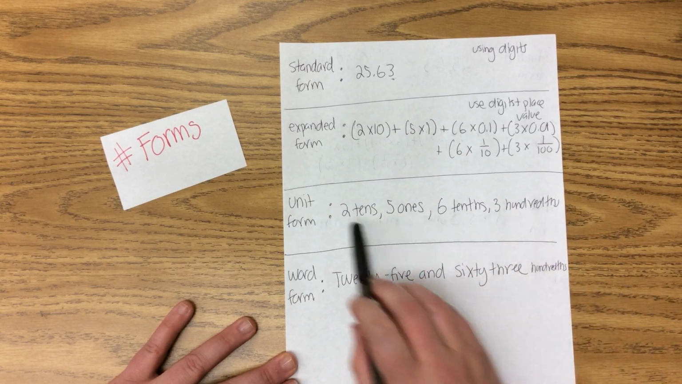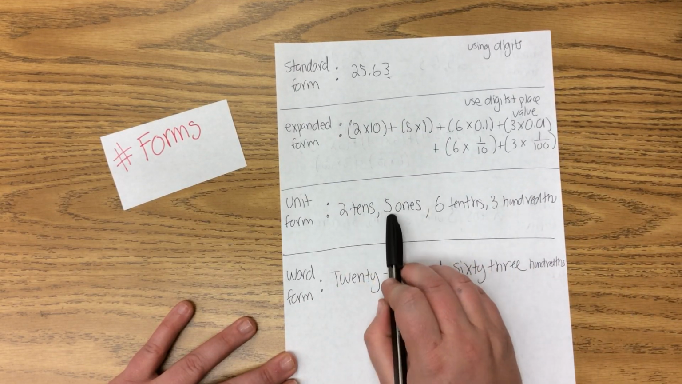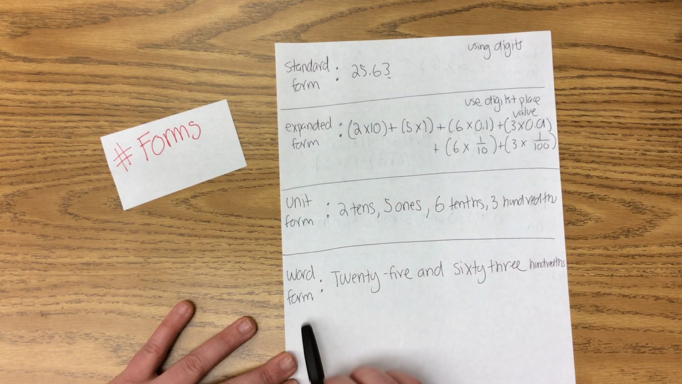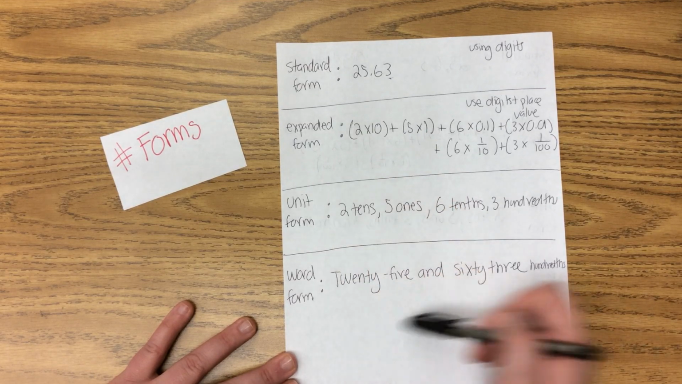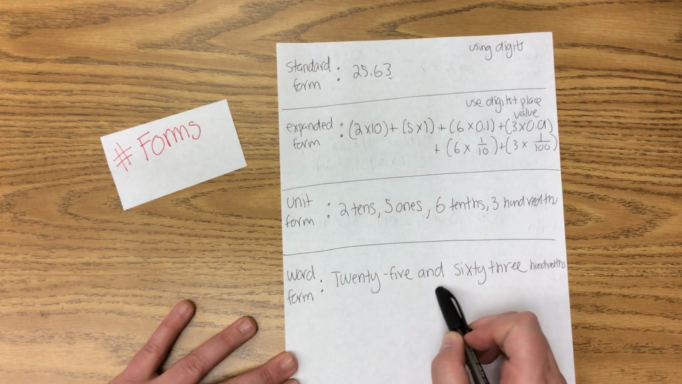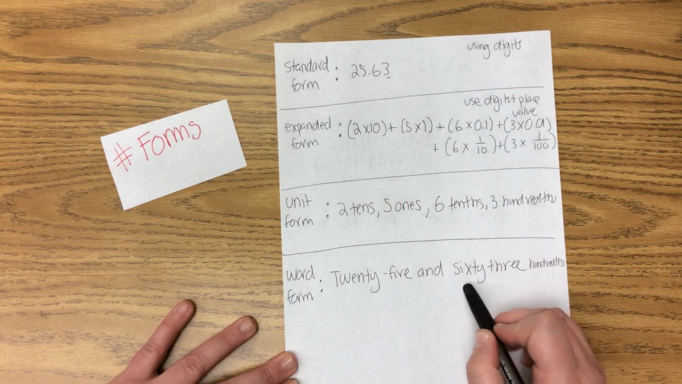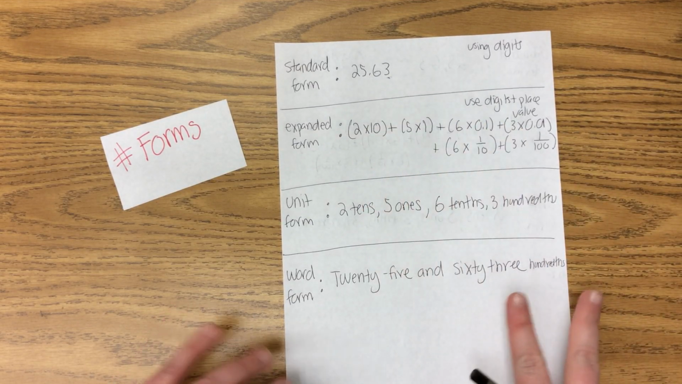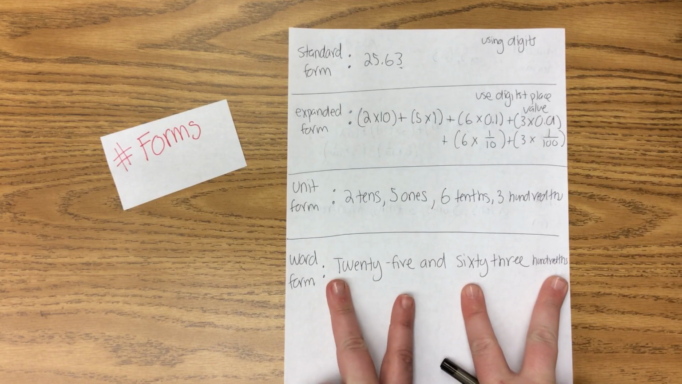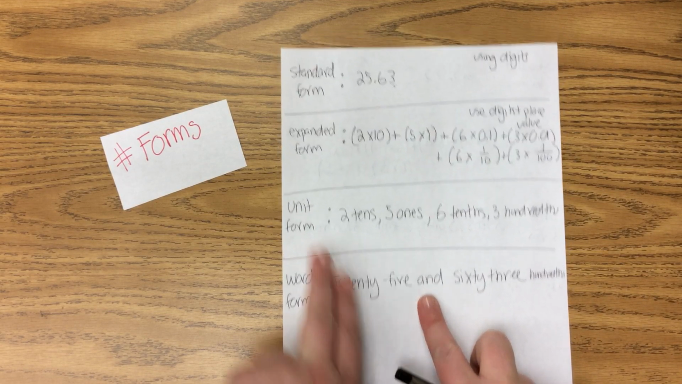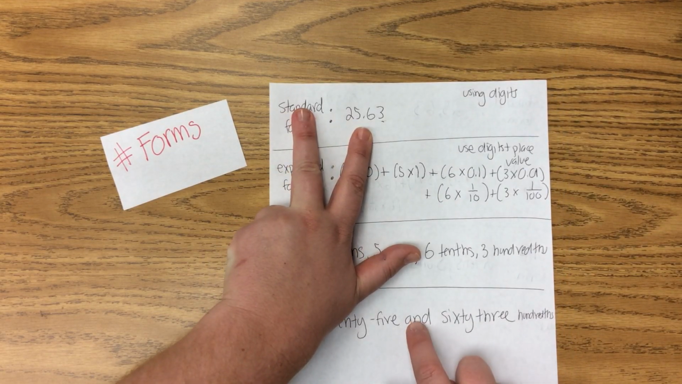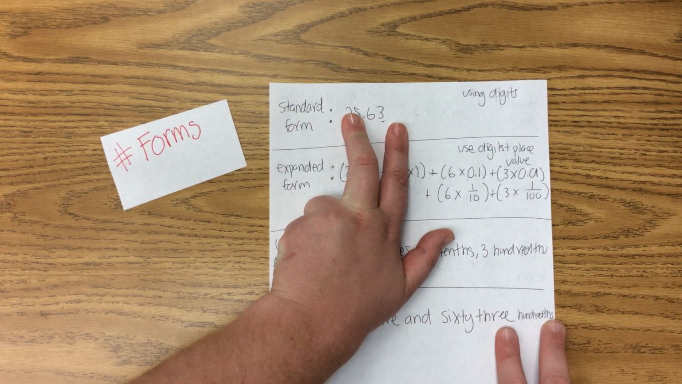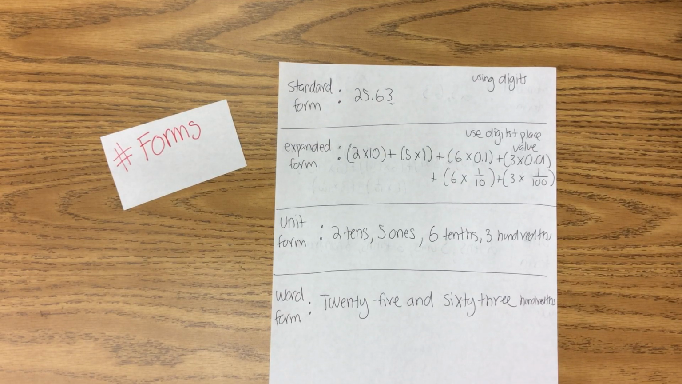Unit form is what each one is worth, so like the 2 copies of the 10, the 5 ones, 6 tenths, 3 hundredths, and then your last one is your word form, where you're just reading the number and then writing down what you've said. 25 and, decimal is and, 63, because it's 63 hundredths. So you almost read it as 2 separate numbers that go around the decimal. 25 is the first section and the and represents the decimal, and then you read the second number, it's 63, and it's hundredths because that 3 is in the hundredths place.